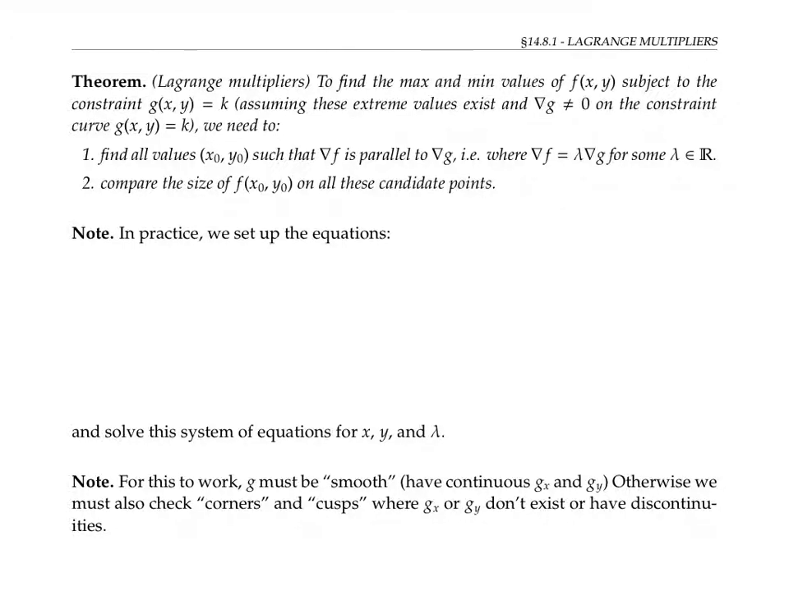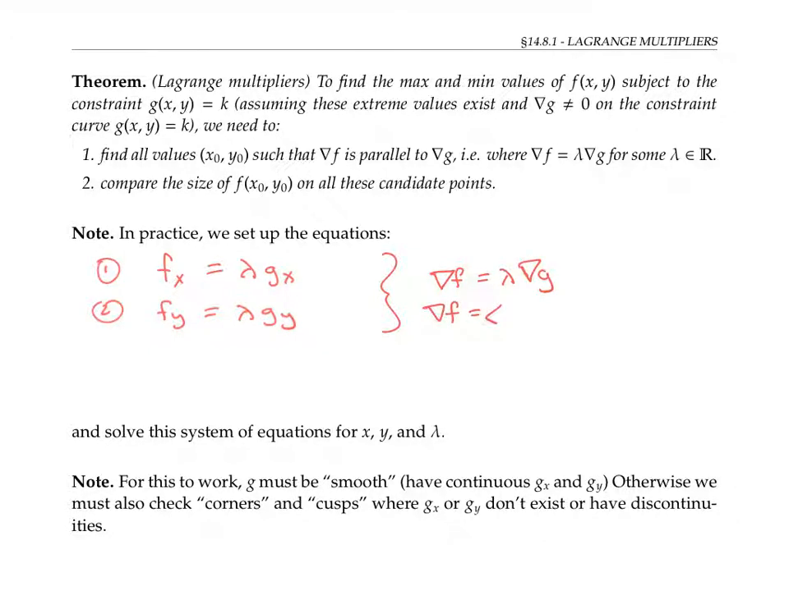In practice, we set up the following equations. First, we need that f sub x is equal to lambda g sub x. Second, that f sub y is equal to lambda g sub y. This is just unpacking the equation that the gradient of f is equal to lambda times the gradient of g, since the gradient of f is the vector with components f sub x, f sub y, and the gradient of g is the vector with components g sub x, g sub y. Since we're only interested in points with this property on the constraint curve, we also need to use the third equation that gives the constraint condition.